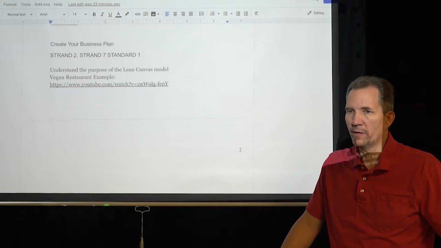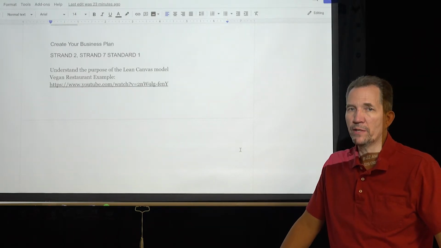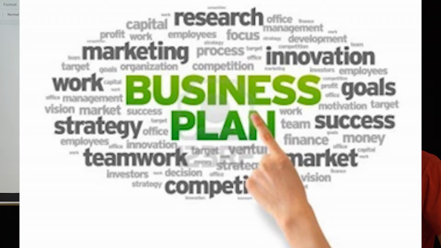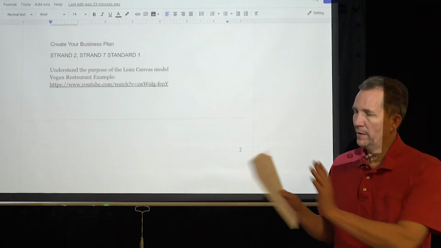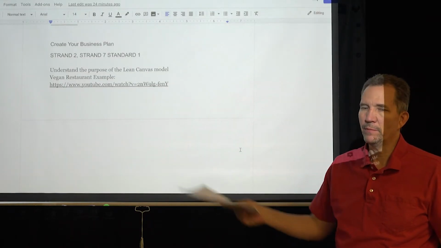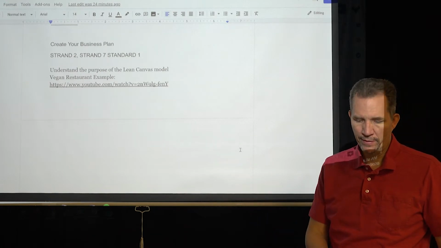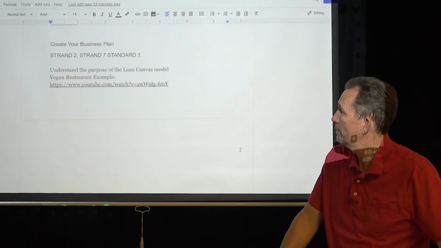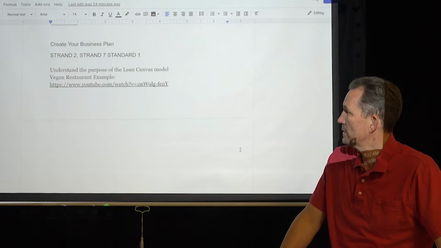Now the idea is we're going to start putting some things on paper that you would show to somebody officially and say, here is my business plan. I want you to help me come up with some money to fund it. So to start that, we want you to look at the lean canvas model.